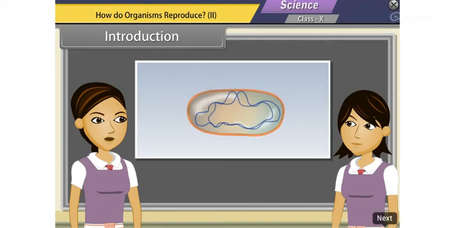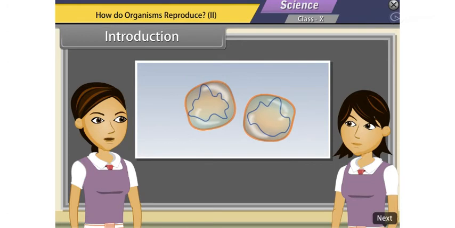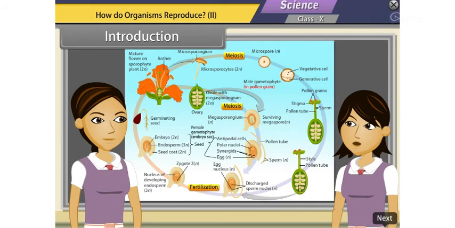As we have already discussed that reproduction is the ability of all organisms to produce young ones similar to themselves in most characters. Yes, Madhuri, and the process which involves fusion of male and female gametes to form a new individual is known as sexual reproduction.